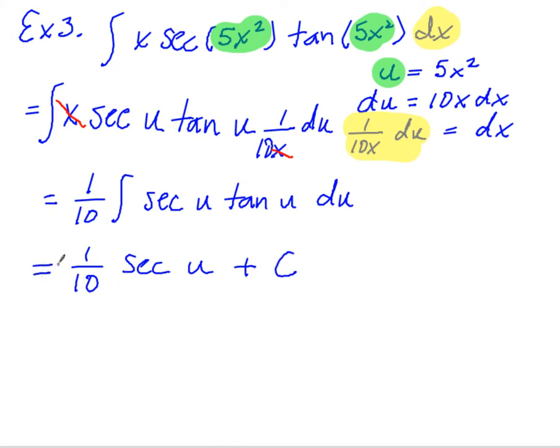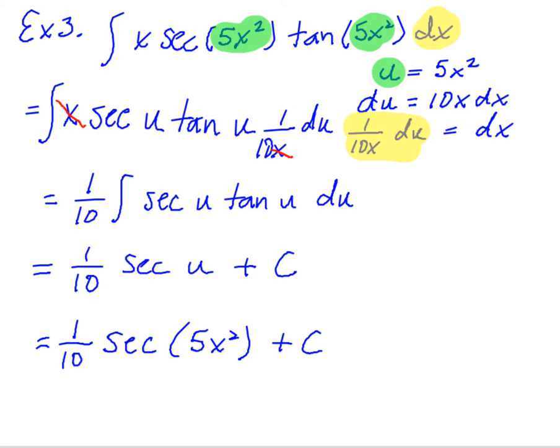Again, for these, we don't want our answers in terms of u. We want our answers in terms of x. So take out that u and replace it with what you said u was equal to to start with. So secant of 5x squared plus c. If you want to check your answer, you just take this statement right here and take the derivative of it. When you do the chain rule correctly, you should end up with that.